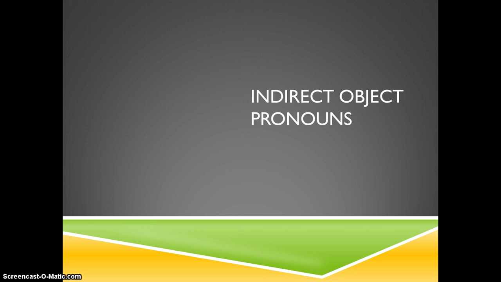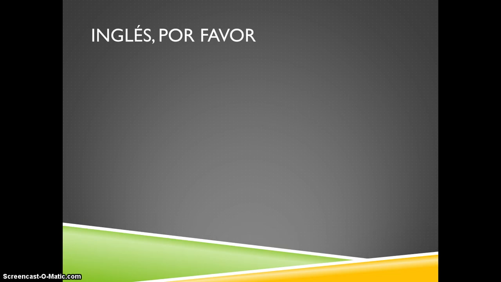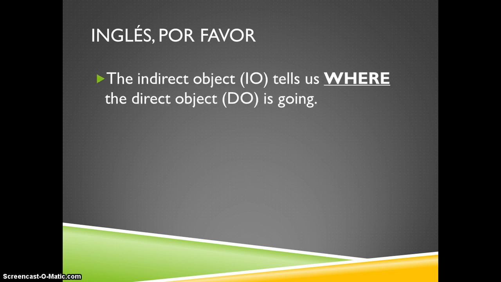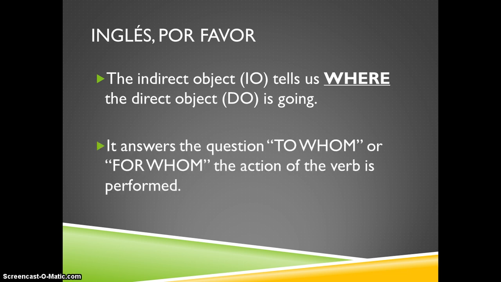So anyway, indirect object pronouns is our subject for today. We talked about direct object pronouns, so our focus is going to be on indirect object pronouns. First, let's figure out what an indirect object is in English. The indirect object, or the IO, tells us where the direct object is going. It answers the question to whom or for whom the action of the verb is performed. Now to me that's a whole bunch of mumbo jumbo, so let's look at some examples to see if we can visualize this.